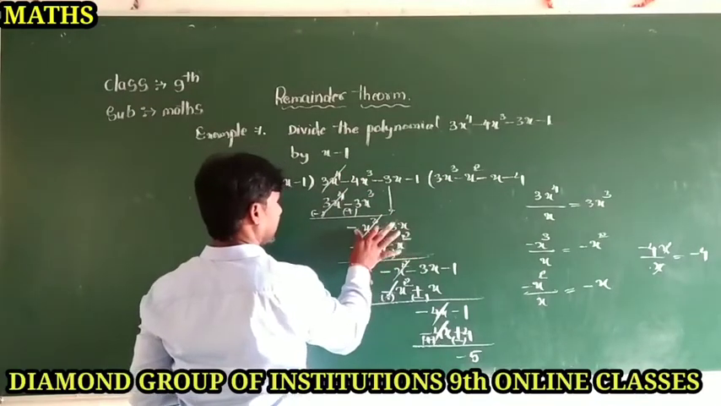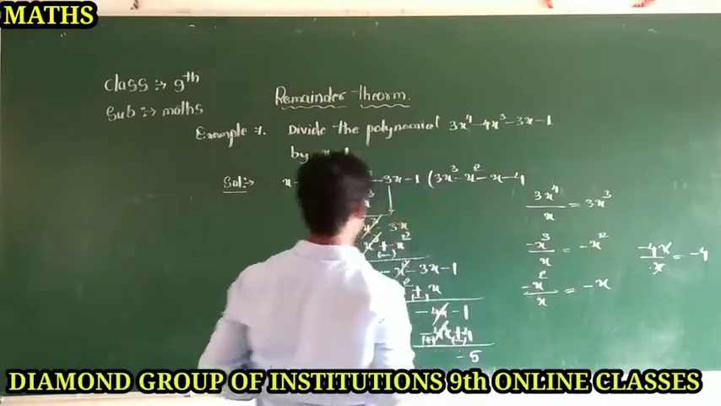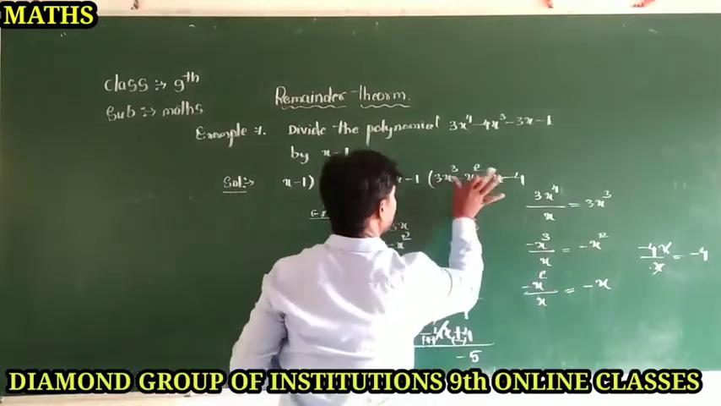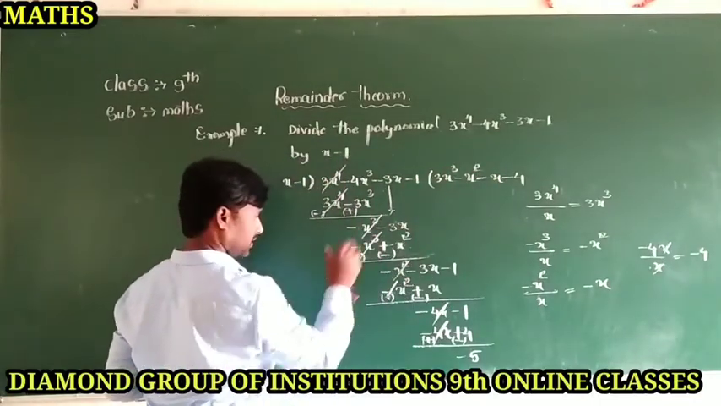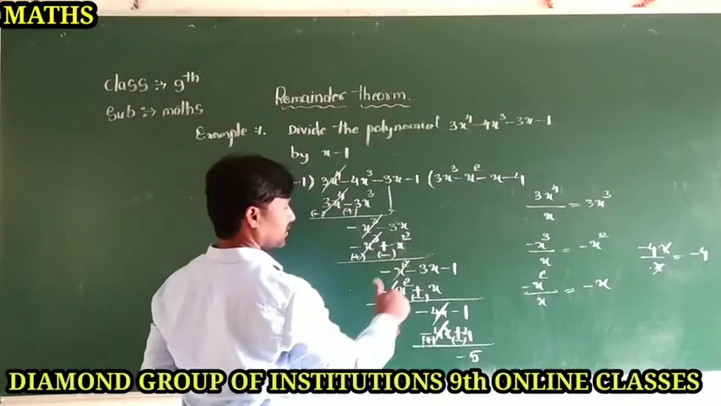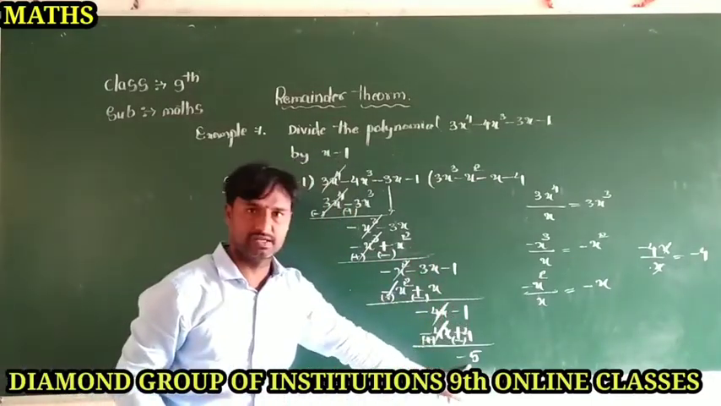So this is minus x cube. I did this divided by x. We got the answer minus x square. Minus x square is the quotient. Minus x square into this one, when we did the multiplication, we got the answer this much. So next step is this. Similarly, step by step you follow it. We got the answer. The remainder is minus 5, dear students.